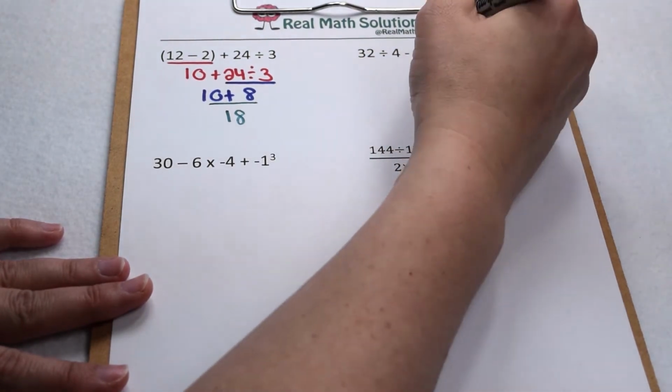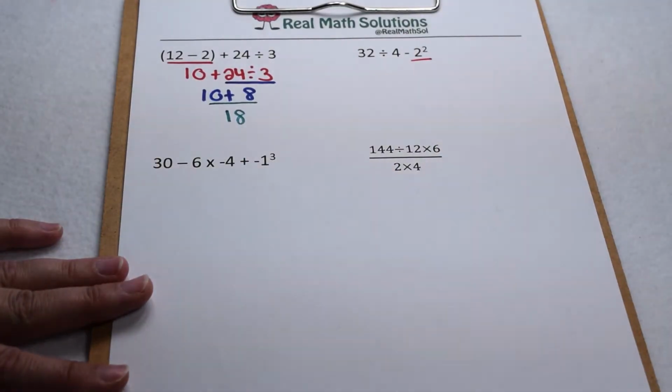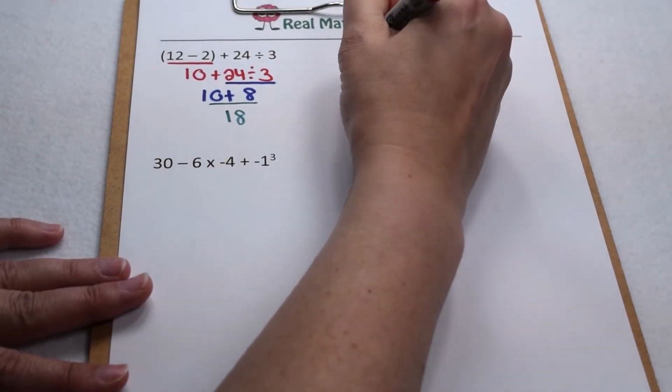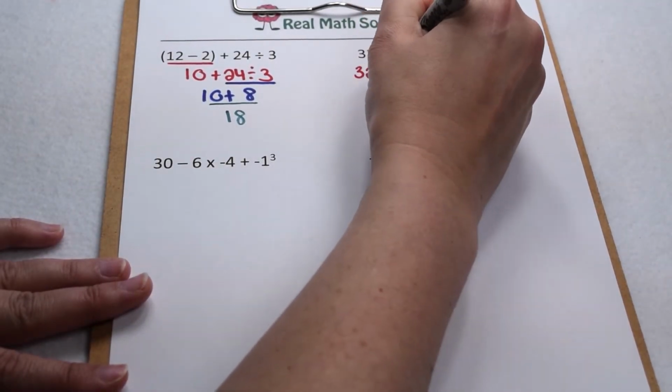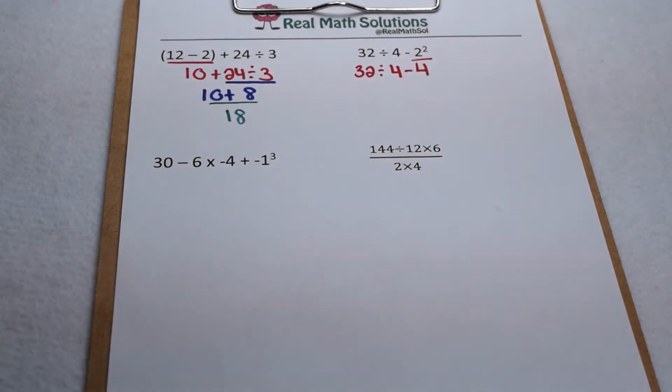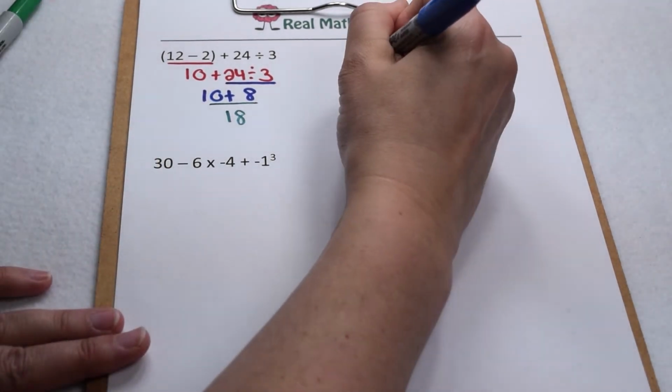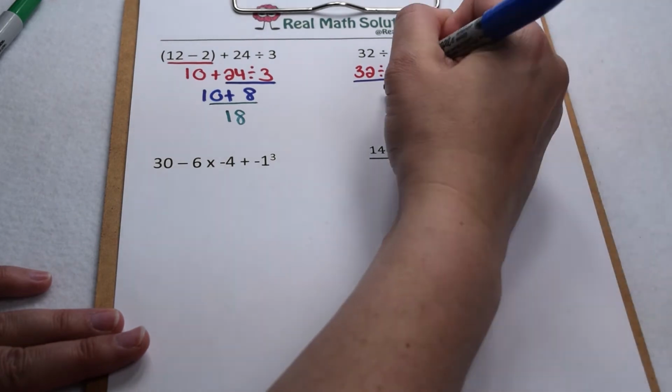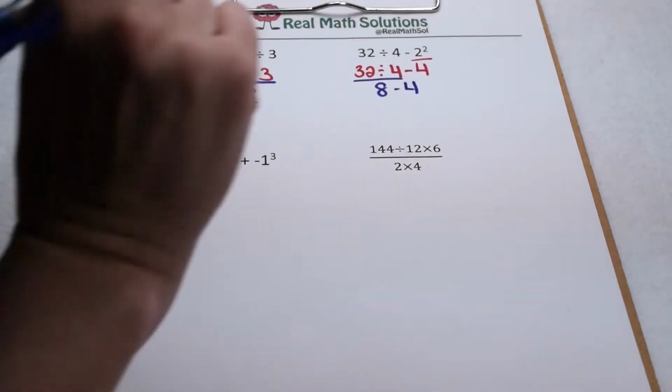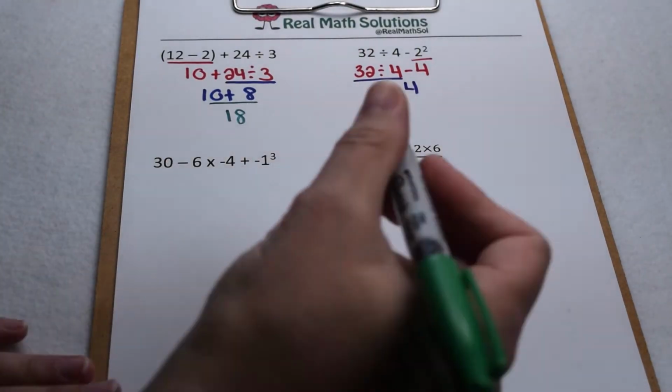So we're going to start with 2 squared. 2 squared means I need to multiply two 2's together. So 2 times 2 gives me 4. So that means my problem is now 32 divided by 4 minus 4. Well, multiplication and division come next. I'll have my 32 divided by 4. 32 divided by 4 is 8, so that leaves me with 8 minus 4. The final solution to this problem, 8 minus 4, leaves me with 4.